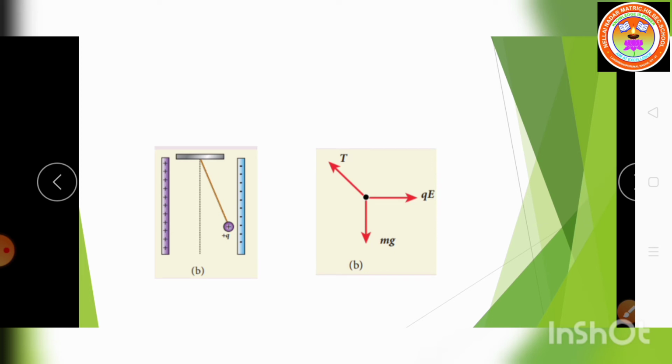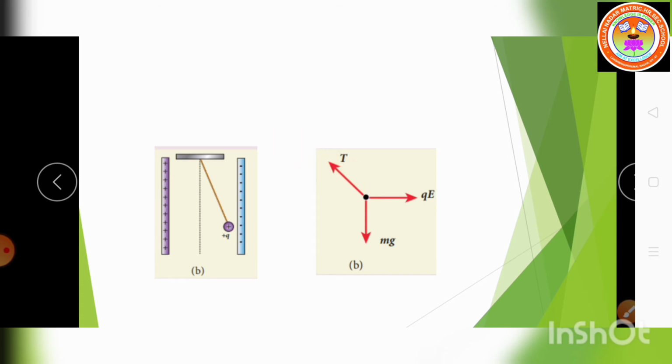Now come to the second diagram. Here the positive charge I take as a point mass. Due to the gravitational force acting in a downward direction, I draw a downward arrow mg. Now this is the positive plate and here is the negative plate. So this positive charge is attracted towards the negative plate. That means it experiences a force towards the negative plate, which we take as QE. Now this positive charge is attached to one fixed point, so tension will be created along this direction.